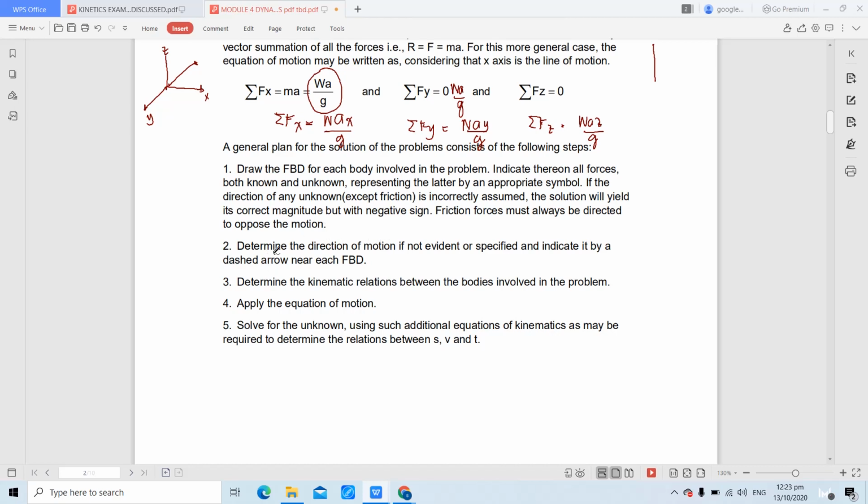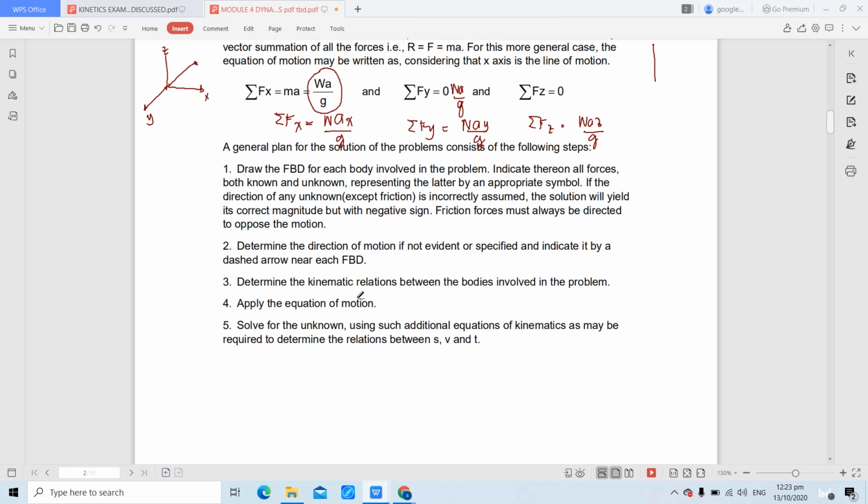And then number 2, determine the direction of motion, if not evident or specified, and indicate it by a dash arrow near each free body diagram. Usually, when it is evident or specified, we use a solid arrow. When it is not evident or specified, we use the dash arrow, so that we are not confused whether we made an assumption or not.